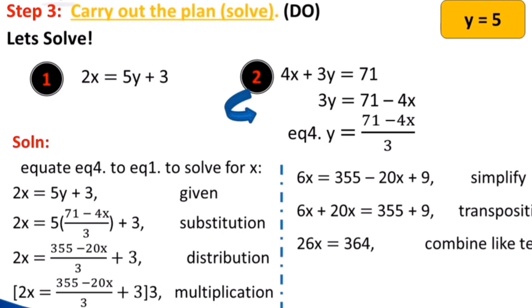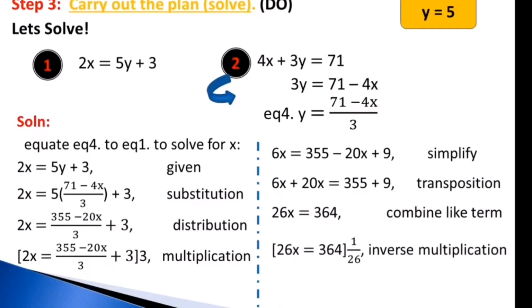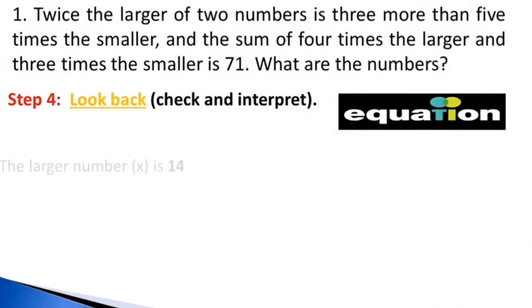Again, in order for us to solve the value of x, we're going to multiply both sides by the inverse of 26, which is 1 over 26. Then right after that, we're able to get 364 divided by 26, which is 14. So in this case, we're able to get the value for the smaller number, which is 5, and the larger number, which is 14. So, the last part is look back.